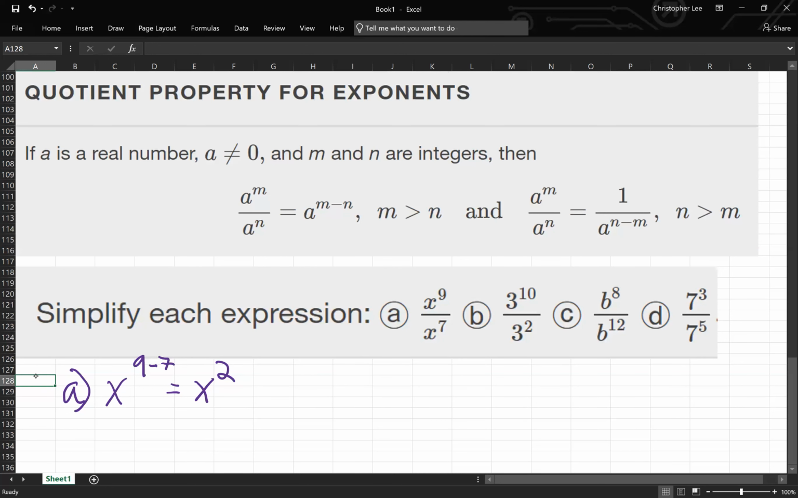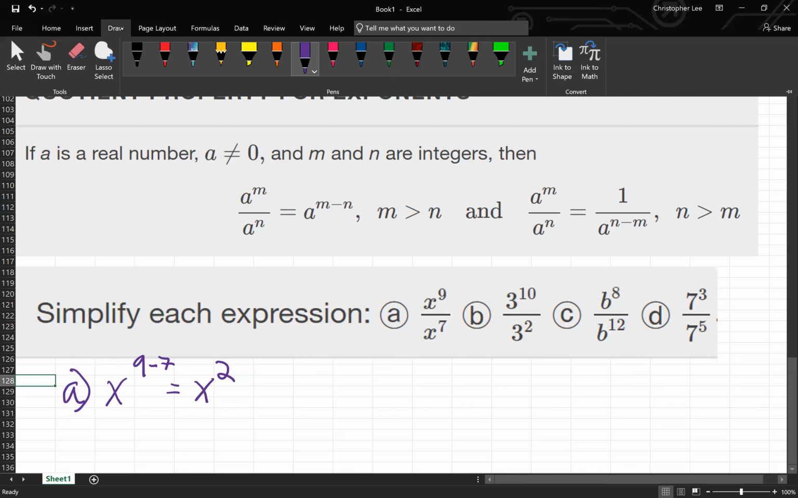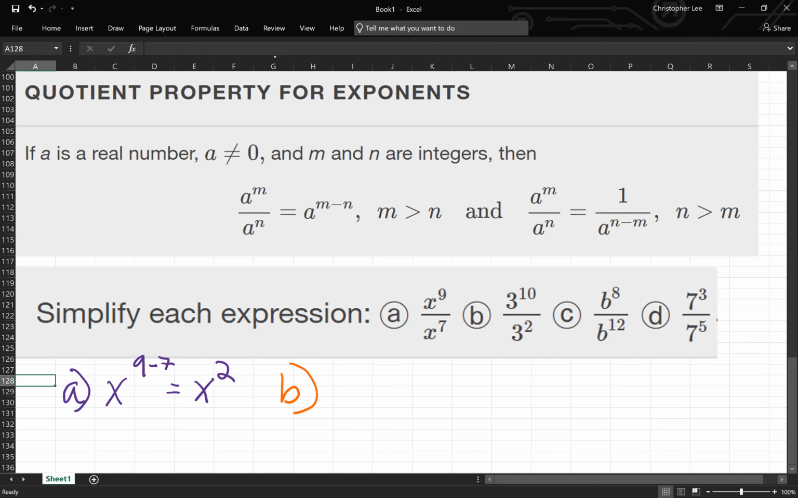Top minus bottom, all right? Let me change up my color real quick. Let's look at B. I got 3 to the 10 power divided by 3 to the second. What does that become? That becomes 3 to the 10 minus 2 power, or 3 to the 8 power. I don't have a calculator, so I don't know what 3 to the 8 is, but y'all got calculators, you can figure that out. All I'm looking for, though, is 3 to the 8.